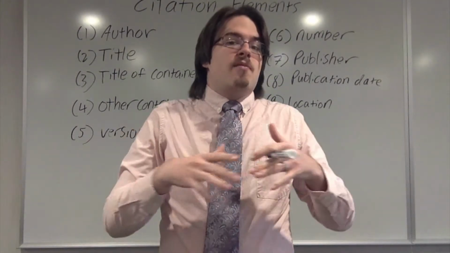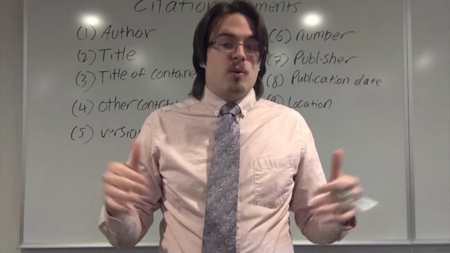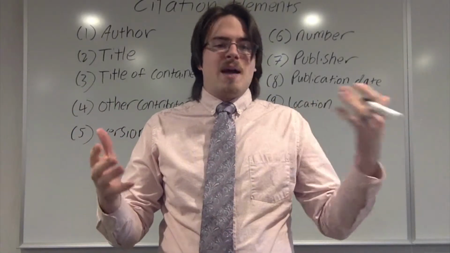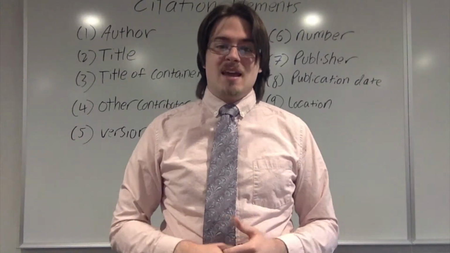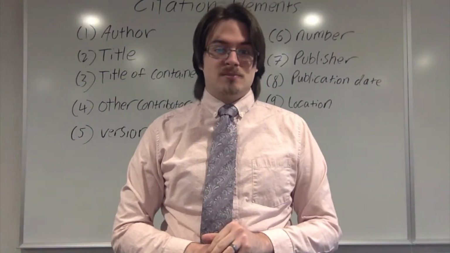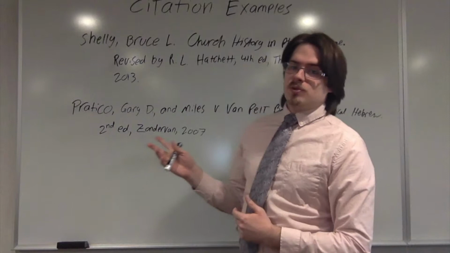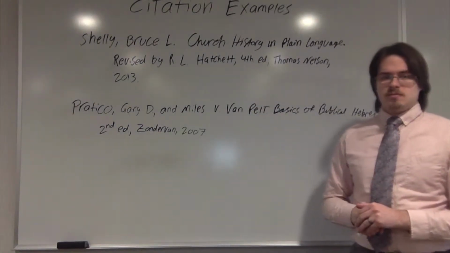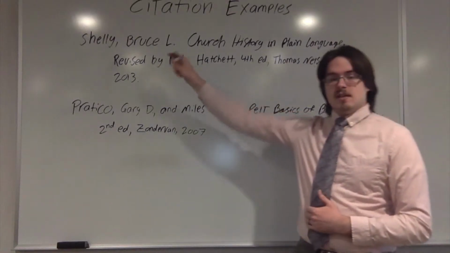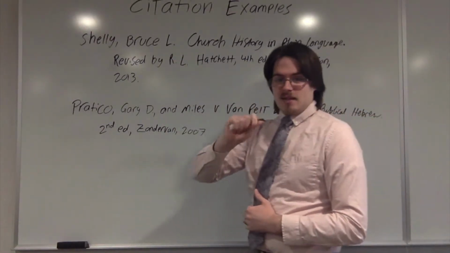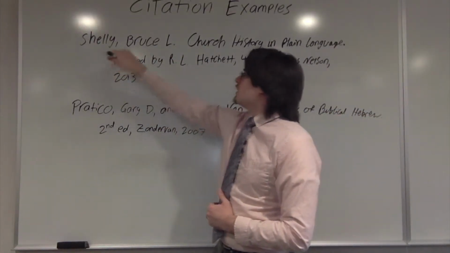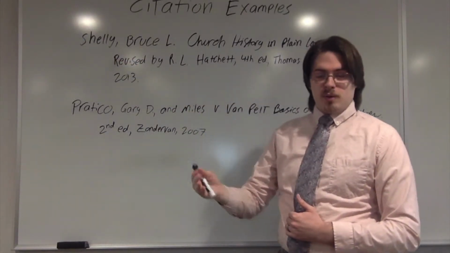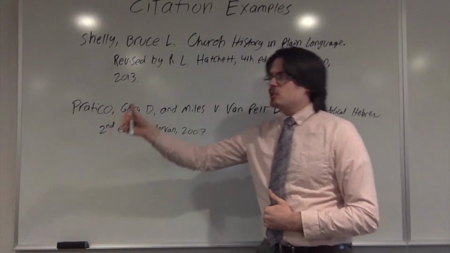But your source may have more than these 4, so we should look at a couple of examples and see some of the more basic as well as some of the more complex citations to see how each of these plays a part. So here are a couple examples of some more basic citations. So first, of course, we see the author with the last name coming first, Shelley, Bruce L. So Bruce L. Shelley is his full name. We list the last name first on our citation page.